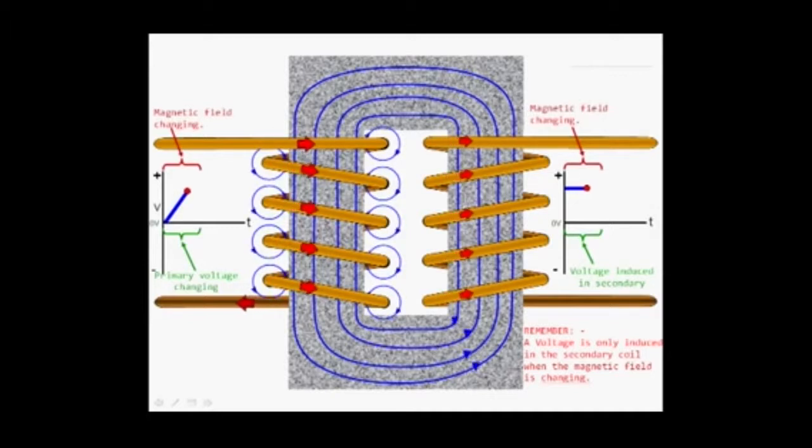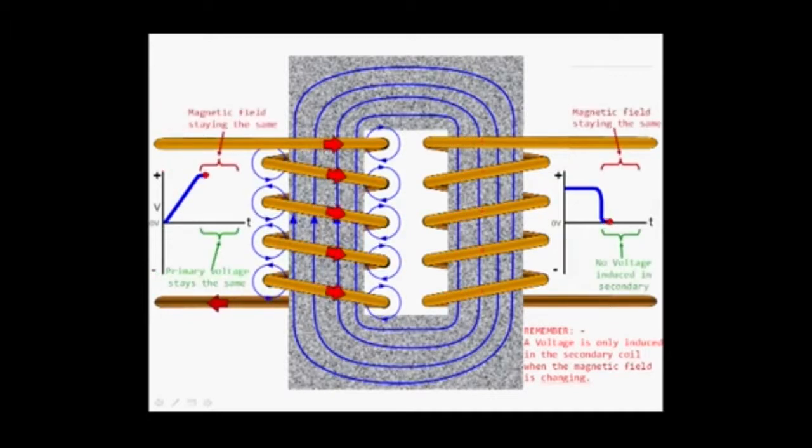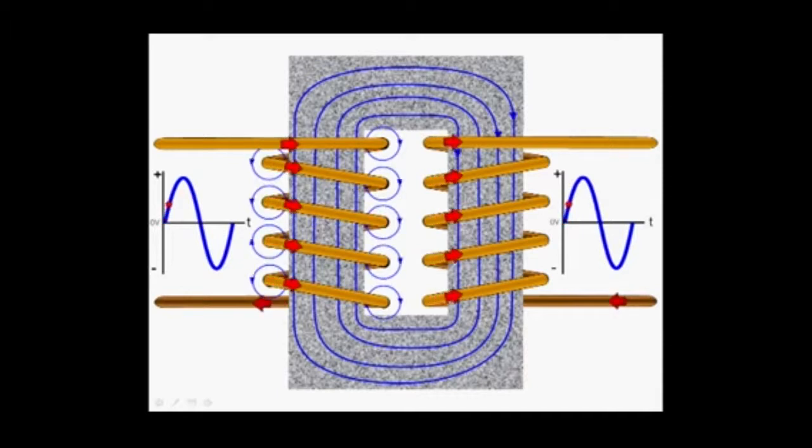With a changing magnetic field, we have a voltage in the secondary, but when there's no change in magnetic field, we have no voltage. So what we actually need is an input voltage that changes constantly. And we can do this using a sine wave. As you can see, the sine wave constantly changes voltage, which constantly causes a change in magnetic field, which means we're always going to have a voltage induced on the secondary.